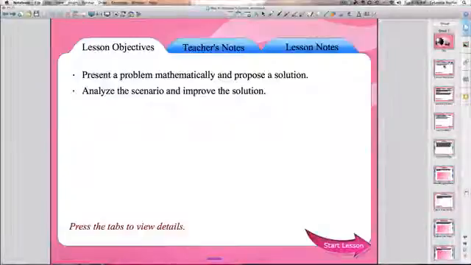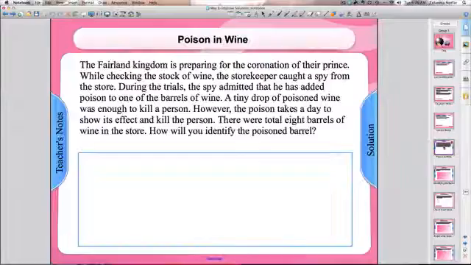Our objectives for today are to present a problem mathematically and propose a solution, analyze the scenario, and improve the solution. So now we're going to go down. We'll skip the teacher notes and the lesson notes, which is up here, and go to the actual problem on page 5 with poison in wine. Go ahead and pause the video and see how you would answer that question. Unpause the video when you're done.